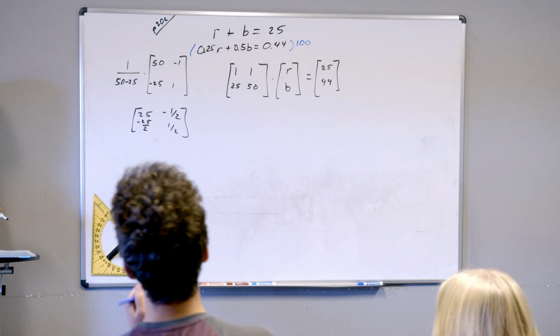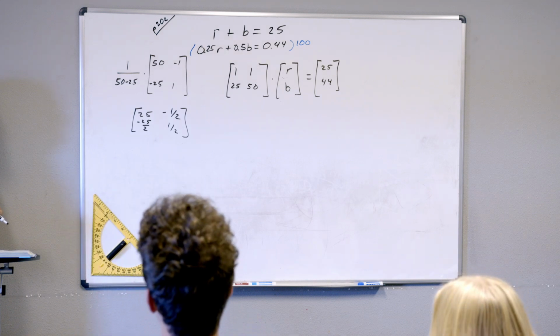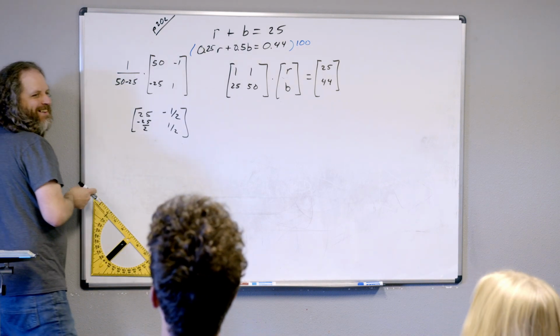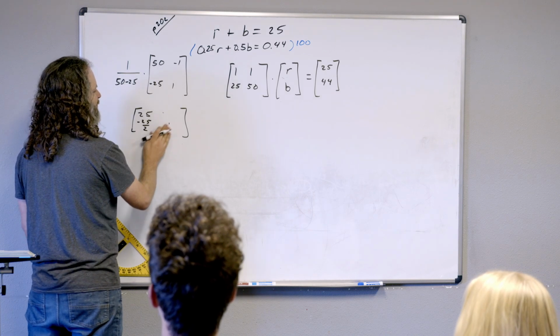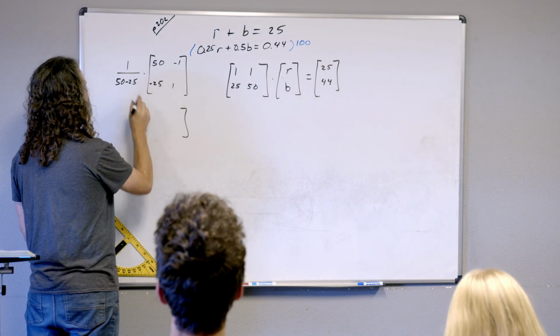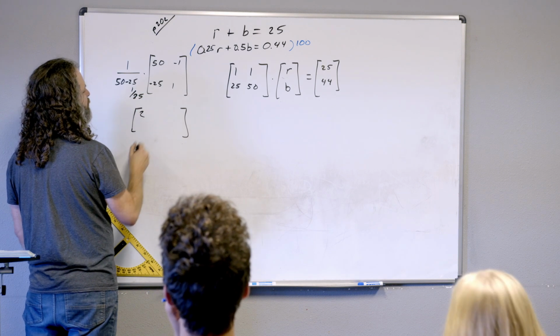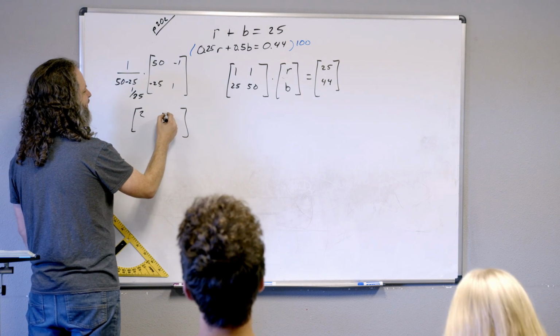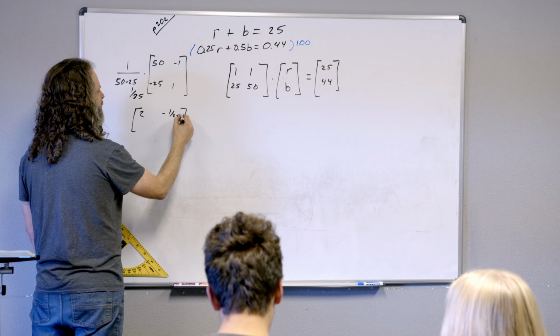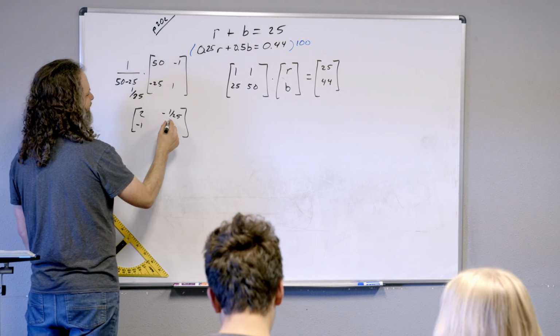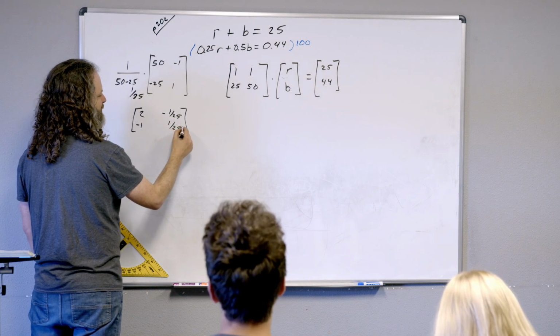50 times. Oh, that's not 1/2. I don't know why I was thinking 1/2. It's the negative. It seems totally right if I was doing the math right. This should be 1/25, not 1/2. So how about this is 2 and negative 1/25 and negative 1 and 1/25. That's more reasonable.